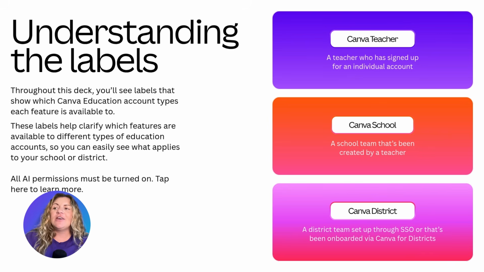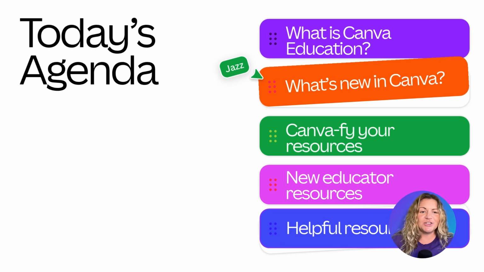Now, before we kick everything off, you will see these labels throughout the deck. They'll show which Canva education accounts these are available to, and these labels just help clarify the different types of education accounts. So there's a Canva teacher. That means I just signed up for one myself. Canva school means that I signed one up for my school, and now I can invite other teachers, and now we're all on the same team. And Canva district is a district that's been set up through SSO or that has been onboarded via Canva for Districts. And now we're going to kick off into what's new in Canva.